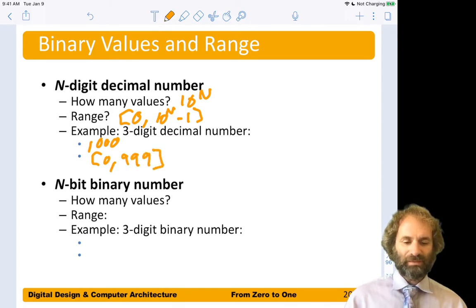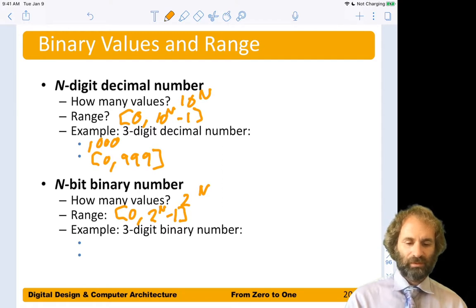If we have an n-bit binary number, by analogy, there are 2 to the n possible numbers in the range of 0 to 2 to the n minus 1. So for example, a 3-bit binary number, there are 8 possibilities from 000 to 111, or in decimal, that's from 0 to 7.